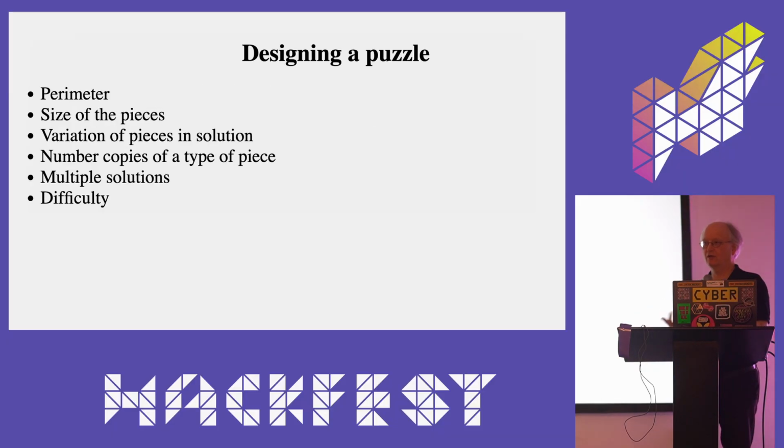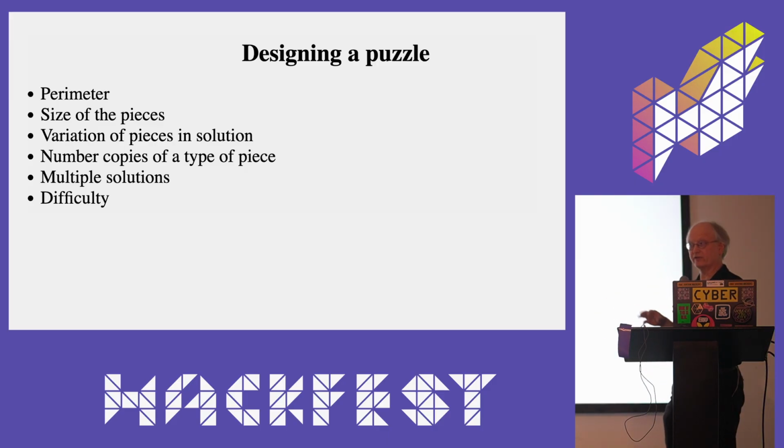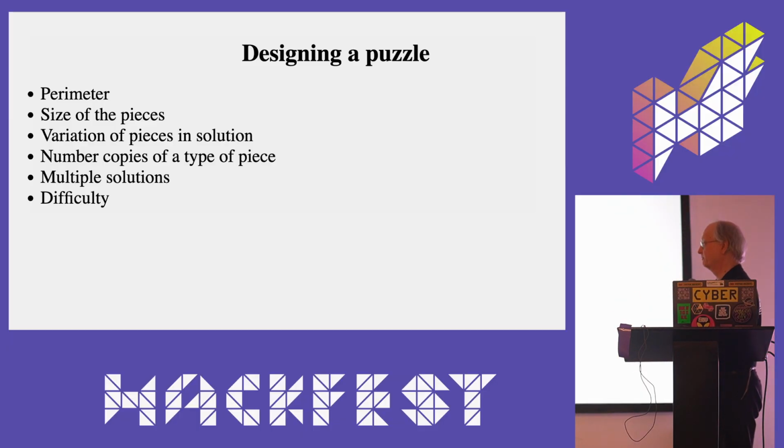So if you want to design a puzzle with these kind of pieces, you have to make some decisions. And the first thing you have to think about is what is going to be the perimeter? How big is it going to be? Now in my case, I did not change the size, I just kept it as it is. And then another thing is what is the size of the pieces? From how many triangles will they be? Do I want to have a puzzle with all small pieces, or do I want to have a puzzle with large pieces that have many triangles?